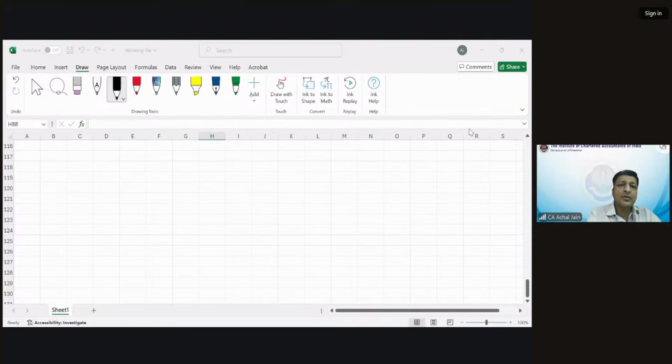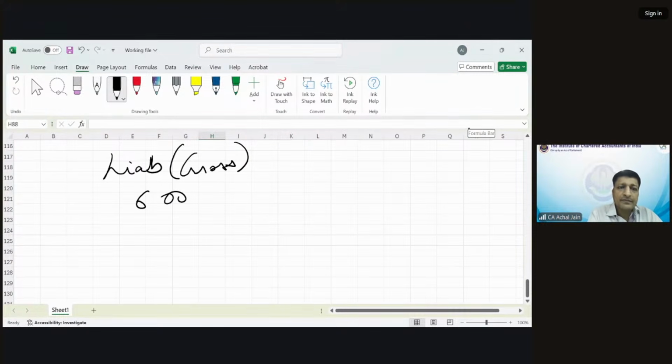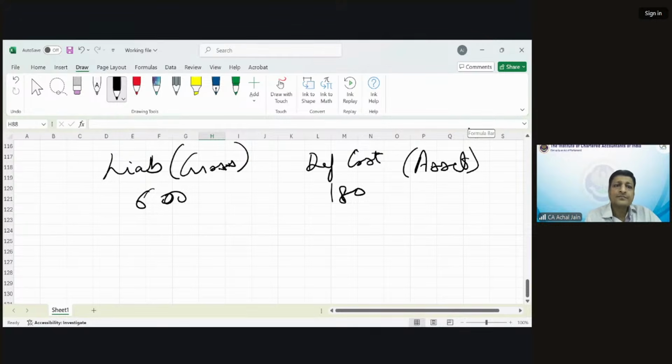See, currently what do you have? You have a liability. Gross liability, 600. And there's a deferred cost of 180. So this deferred cost, where do you present it? You will present it on the asset side. Now the question says 10% is reduced from this.